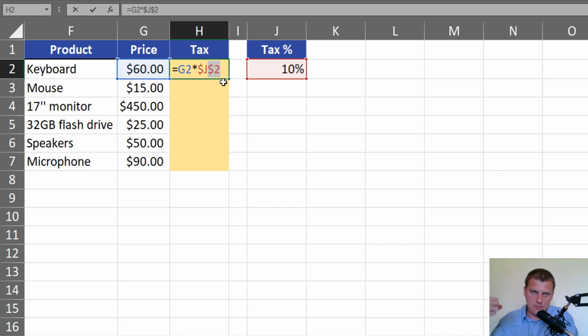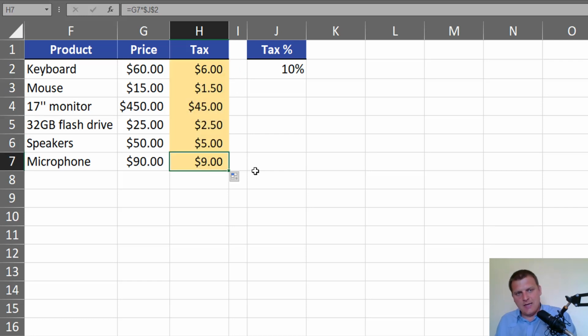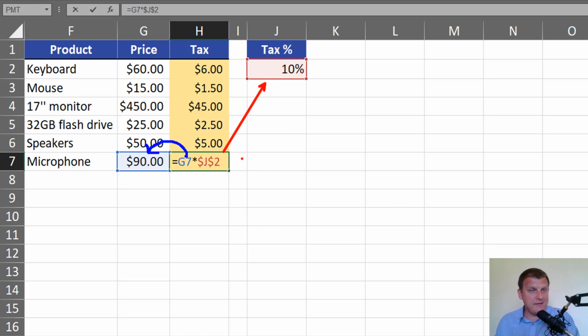It doesn't matter where we copy our formula or where we move our formula. So we are copying and moving our formula down, and in the last cell G2 changes into G7 because it's relative, so it will always be referencing the cell that is 1 cell to the left. But the J2 reference stays in the same place because we added dollar signs to lock it on this one cell, and it will not move from this cell.